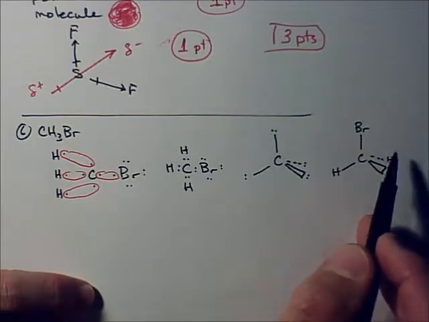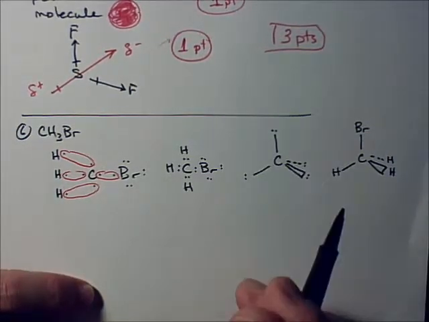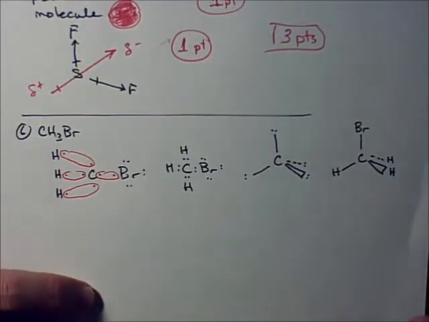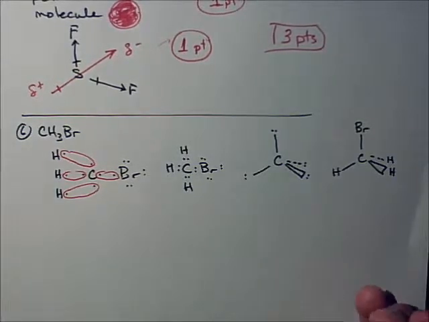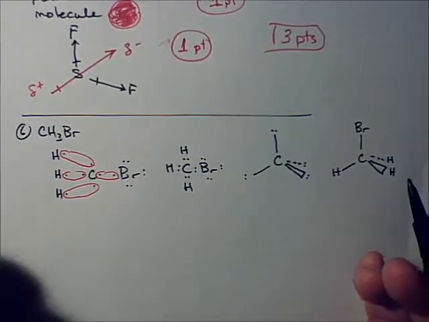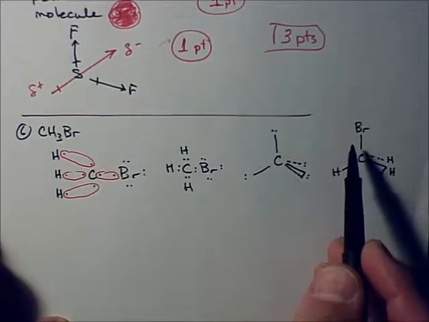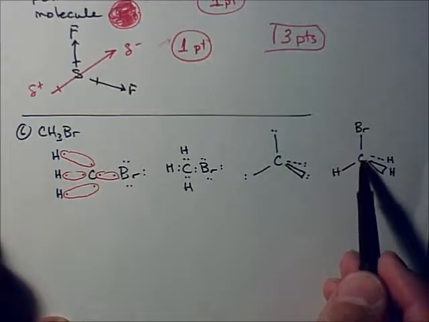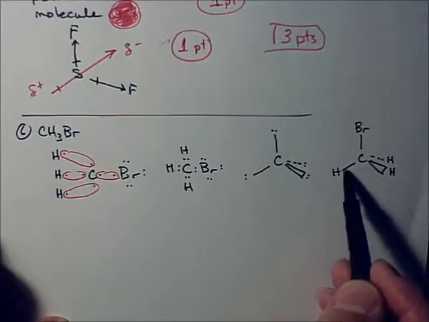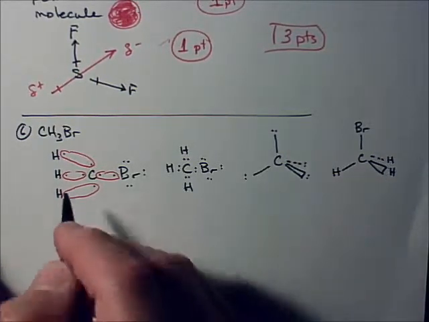If it were all hydrogens around the outside, the molecule would be symmetrical. It wouldn't matter what the bond is, because no matter what you have, you're going to have a non-polar molecule. But because we have a different kind of atom up here, we don't know yet. We've got to figure out the electronegativity for this bond and for the carbon to hydrogen bonds.